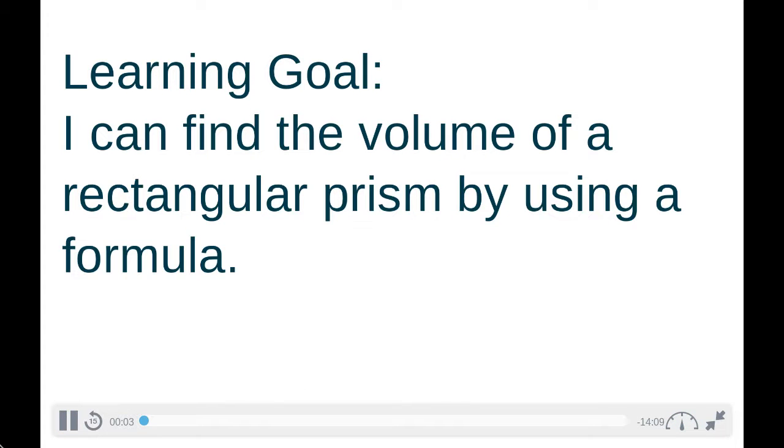I can find the volume of a rectangular prism by using a formula. Over the last 2 weeks, we've been looking at volume pictorially. We've been counting cubes, seeing how many cubes take up a particular space in a rectangular prism. We have looked at cubes and applied the formula, volume equals length times width times height.